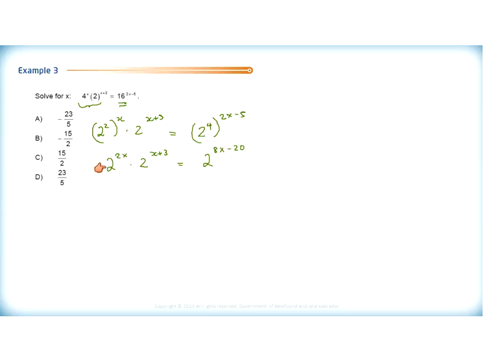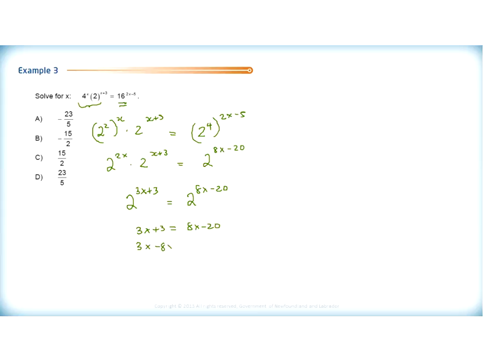Notice on this side again, I got a 2 to the 2x times 2 to the x plus 3. I want to get a base of 2 only on this side. So how do I multiply like bases? Well, you should recall to multiply like bases, we add the exponents. So 2x plus x plus 3 gives me 3x plus 3 equals 2 to the 8x subtract 20. I now have like bases, so the exponents have got to be equal. 3x plus 3 is equal to 8x subtract 20.